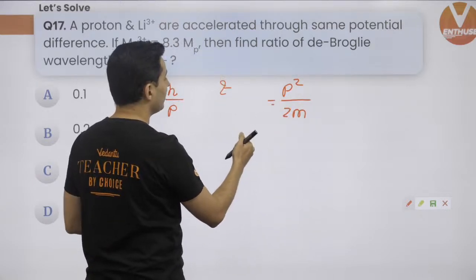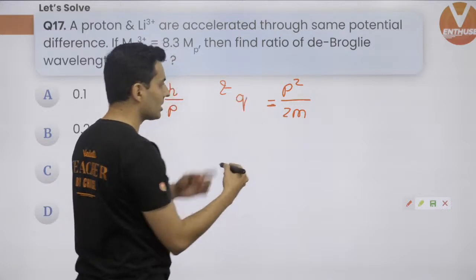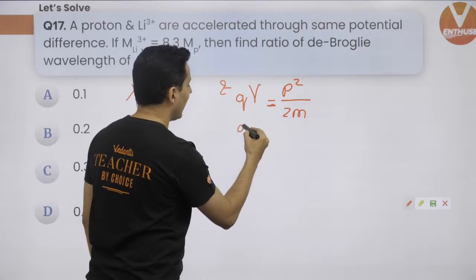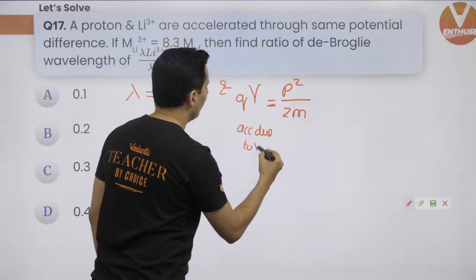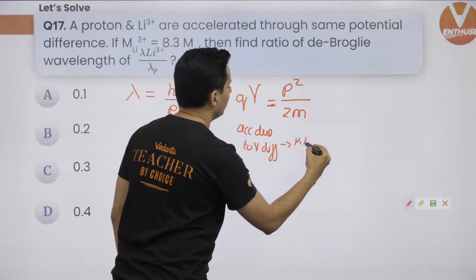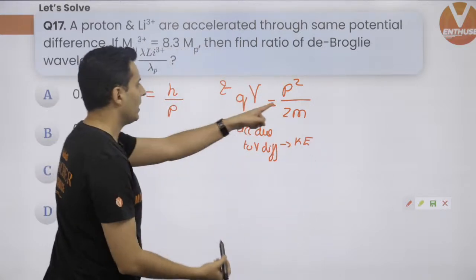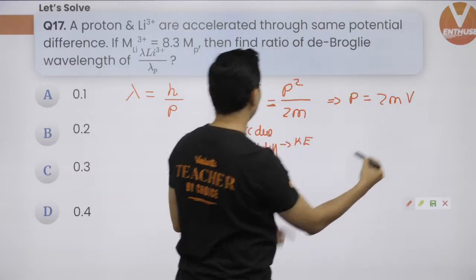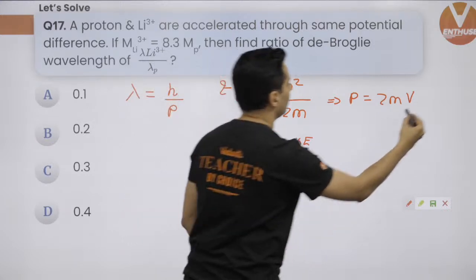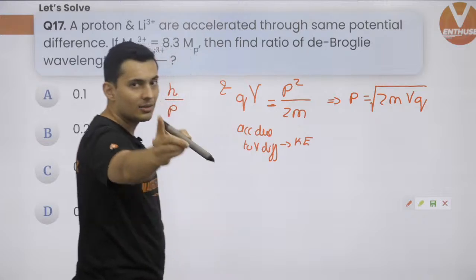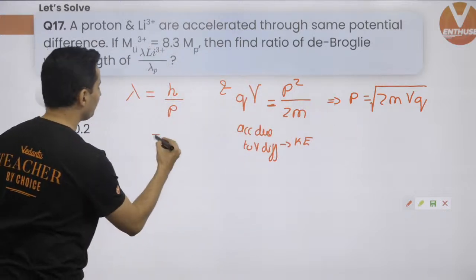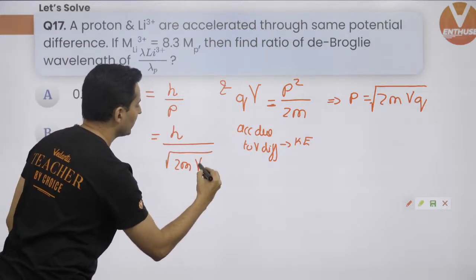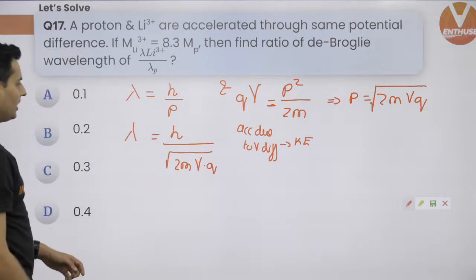So it is p square by 2m. And how do you get that kinetic energy? Because of the acceleration. So it will be charge which is accelerated into the voltage difference. So basically that acceleration due to voltage difference goes into kinetic energy. That's what I have written down. Now from this equation you will get p is equal to root of 2m times voltage difference into the charge. Take that momentum, put it here, and you have to just put the value of momentum from there, root of 2 times m voltage difference into q. That is what lambda is going to be.